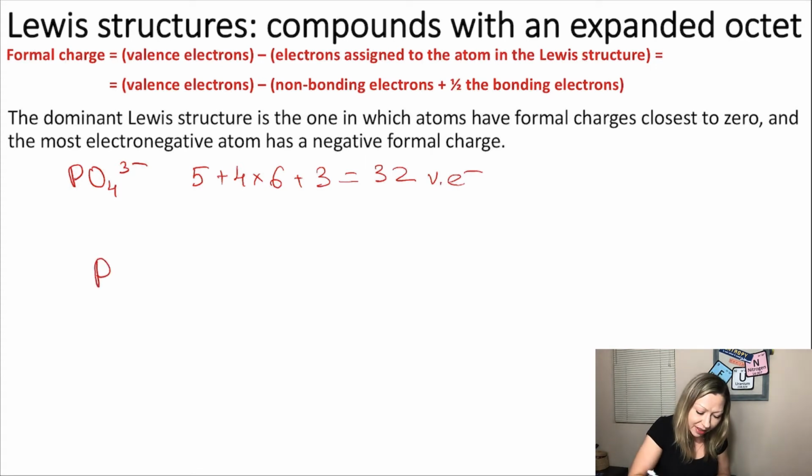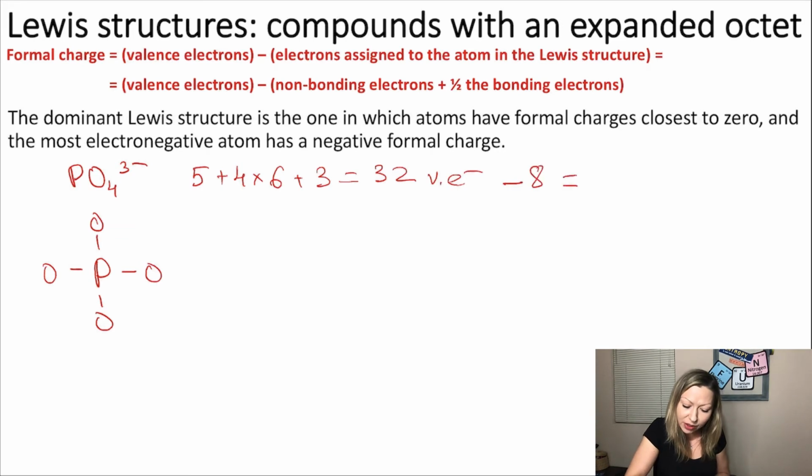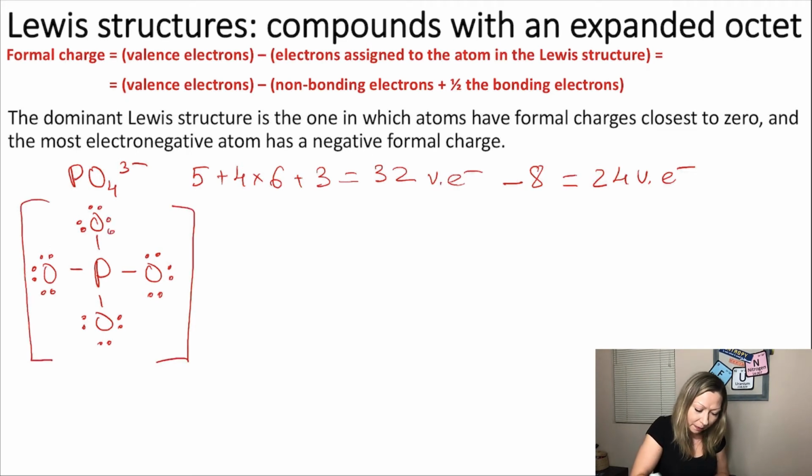So phosphorus is the central atom, and we are going to draw the bonds to the oxygen atoms. We used up in 4 bonds 8 electrons, so we still have 24 valence electrons to work with. We can put those on the oxygen atoms. Actually we need 24 in total, 6 times 4, because I have 4 oxygen atoms, to satisfy the octet rule. Alright, so I satisfied the octet rule for both phosphorus and oxygen.